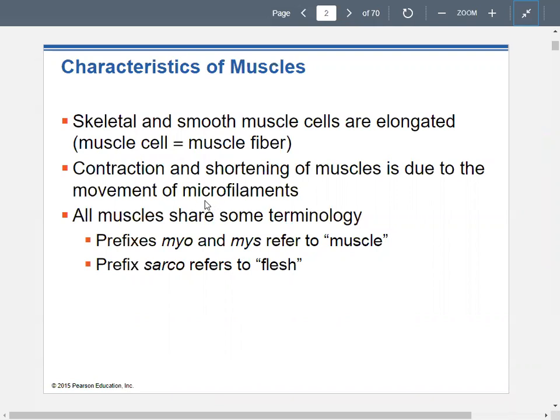Muscles are going to share some terminology. So if you see things like myo or mys, it means muscle. And also, if you see sarco, it means muscle or flesh. Okay? And again, we're just going to hit the highlights here, so we're probably not going to spend a whole lot of time on each slide. I'm pulling it straight from Canvas, so if you miss it, just go back and pull it up. All right.